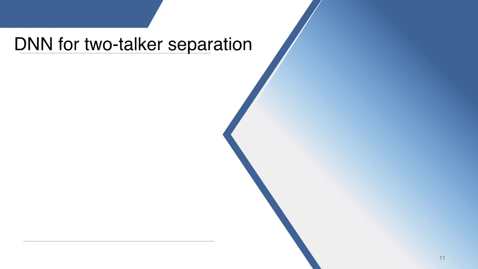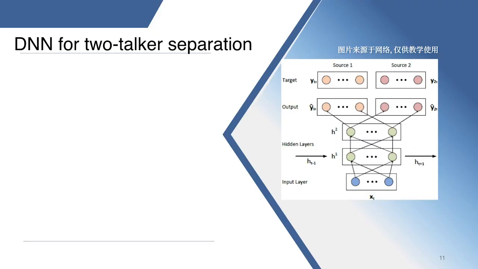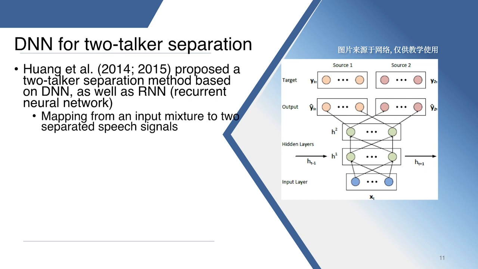After deep learning was demonstrated to be capable of speech enhancement, DNN has been successfully applied to speaker separation under a similar framework. Huang and his co-workers were the first to introduce DNN for this task. In the years 2014 and 2015, they proposed a two-speaker separation method based on DNN, as well as RNN, recurrent neural network. The aim was to map from an input mixture to two separated speech signals.